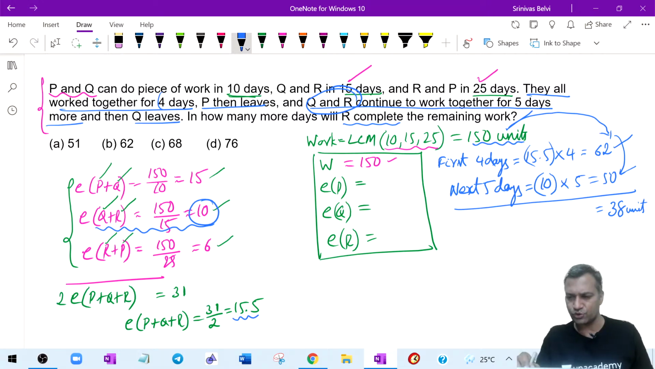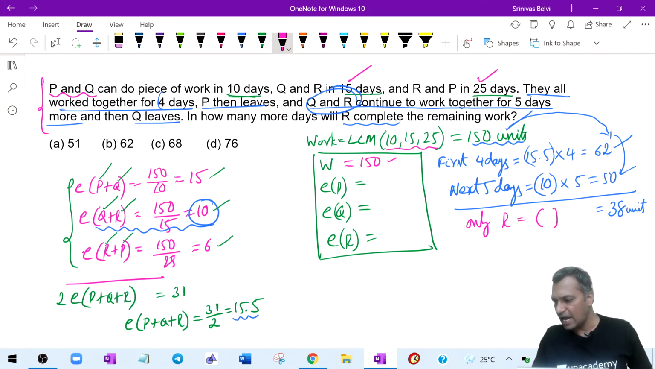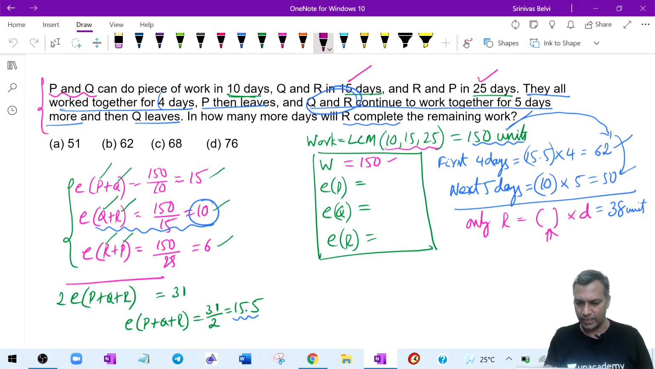Who should do these 38 units? Only R should do it. So I need to write only R. Only R will be doing this. I have to write the efficiency of R, then find out how many days this character is going to take. Let's find out the efficiency of R. Follow the narrative.